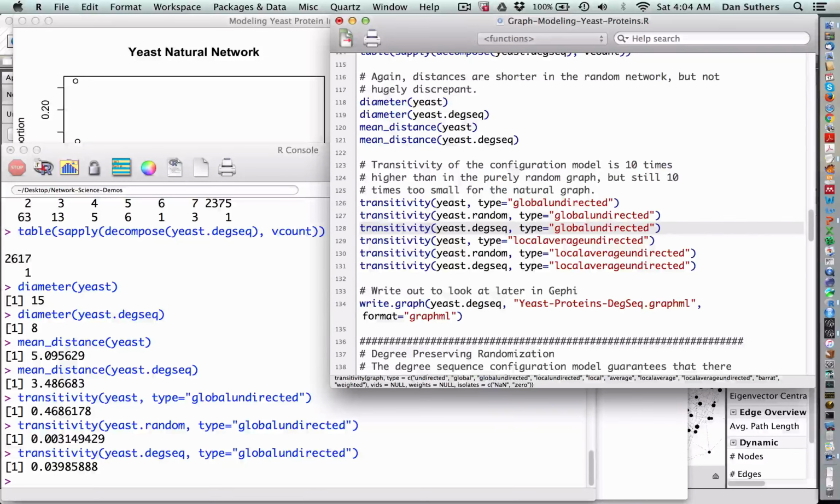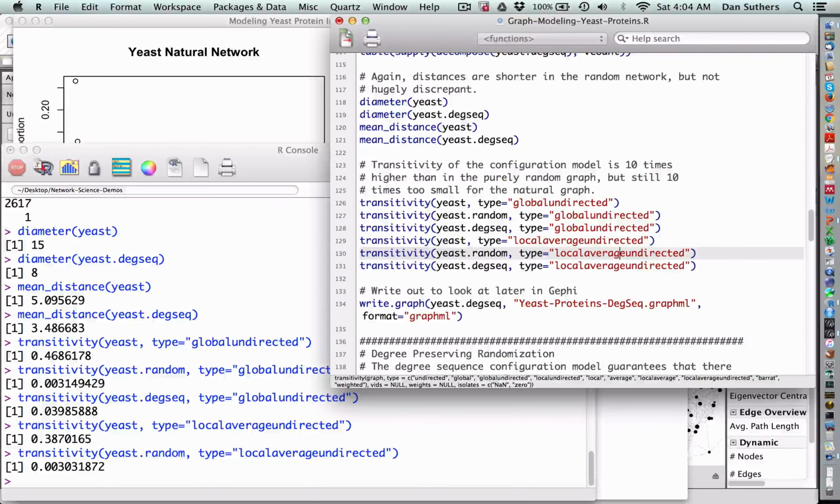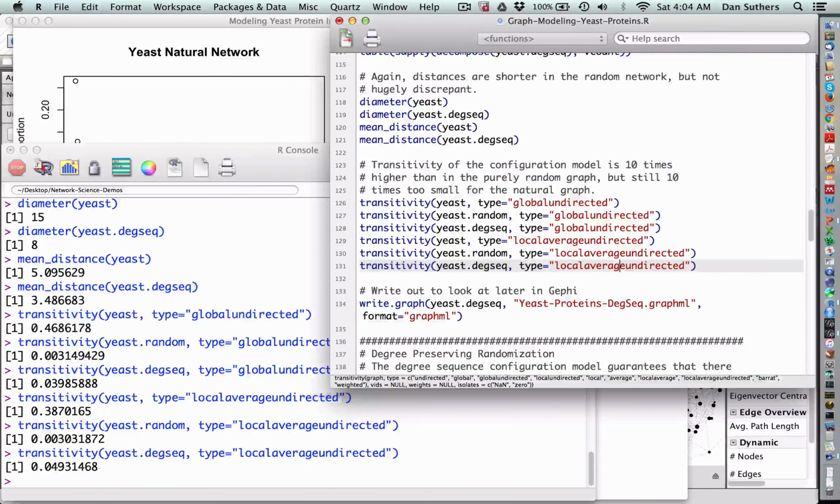That if we constrain the degree distribution to be a certain way, it's going to force it, even though it's random, to have enough clustering to get 10 times higher. But we're still 10 times too low. And this also holds when we look at the local average. So that's 100 times too low. This one's about 10 times too low.